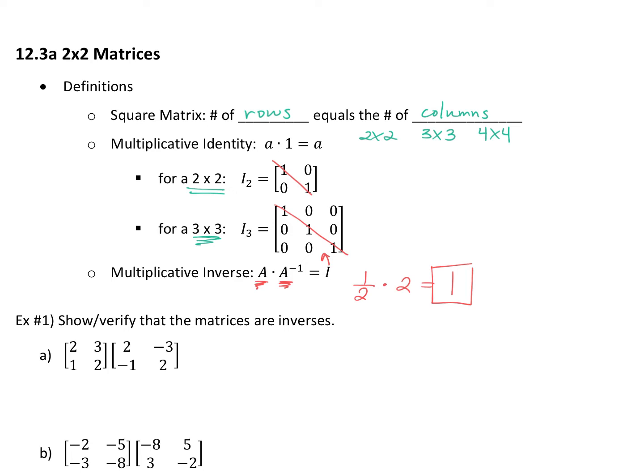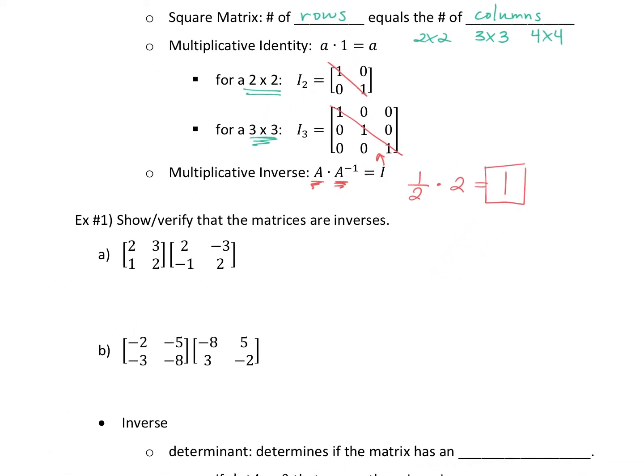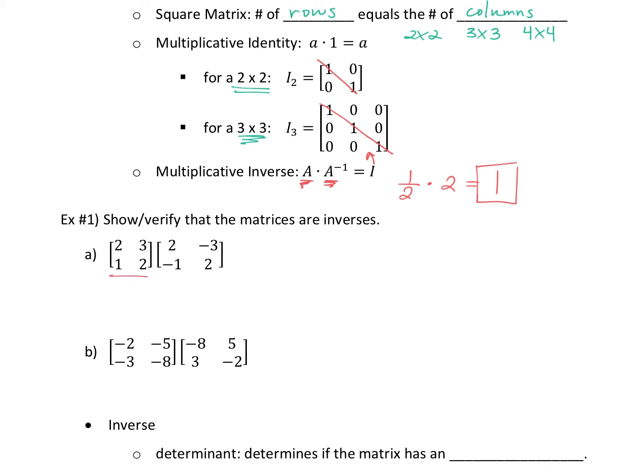So this first stuff, we're just verifying that matrices are inverses. What that means is we should be able to multiply these together. So this is a 2 by 2 times a 2 by 2. We should be able to multiply them and get this as our answer. Then we know they are in fact inverses. So let's do that. All we're going to do is multiply that 2 by 2. So this is going to be 2, 3, and 2, -1.